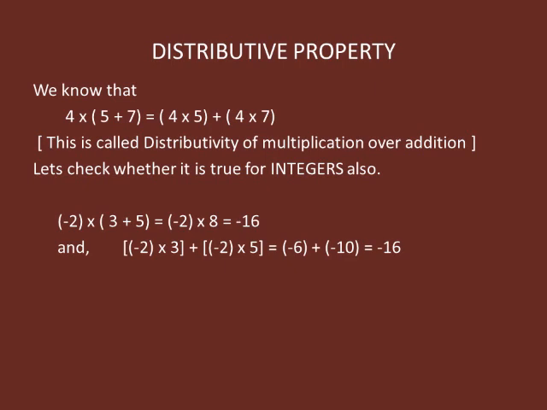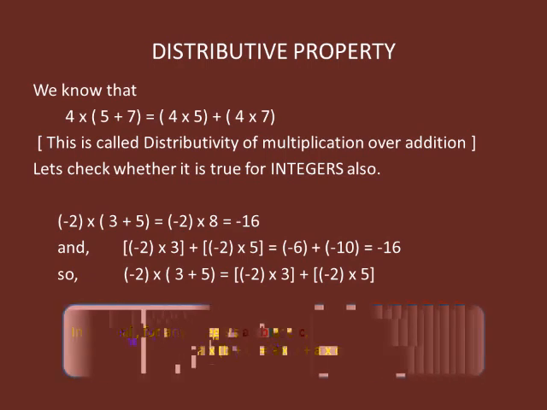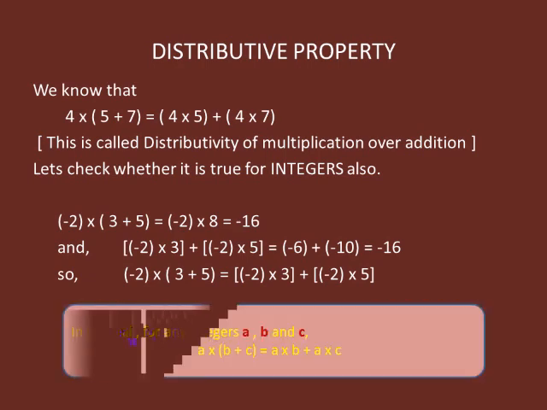Whereas the product of minus 2 and 3 when added to the product of minus 2 and 5, we get minus 6 plus minus 10, that is minus 16. Now as you can see, the product of minus 2 and the sum of 3 and 5 is equal to the product of minus 2 and 3 added to the product of minus 2 and 5. That means in general we can say that for any integers a, b and c, a multiplied with the sum of b and c is equal to a into b plus a into c.